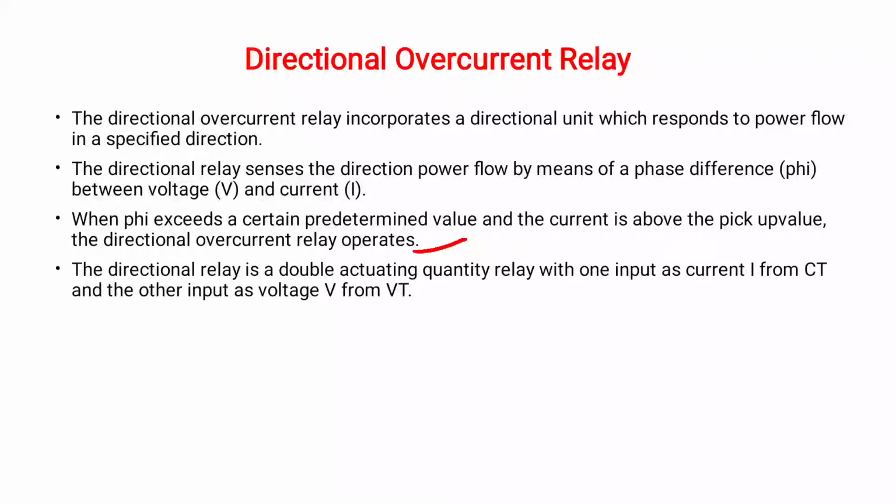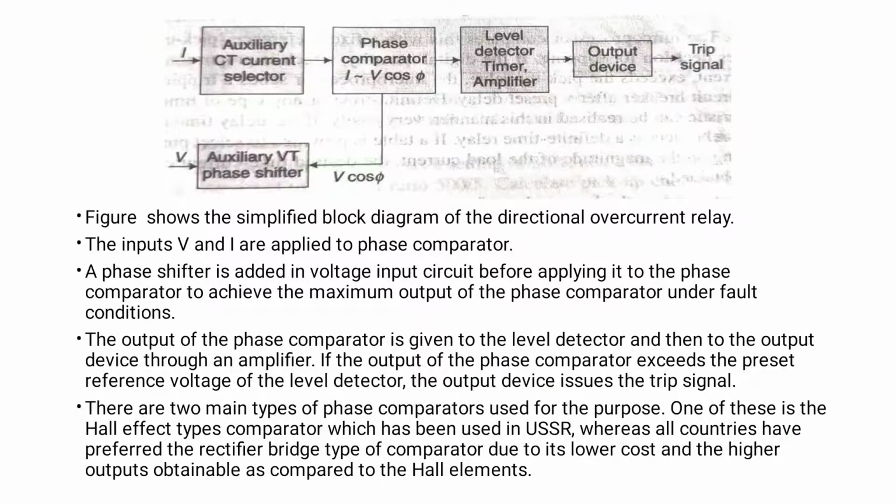The directional relay is a double actuating quantity relay with one input as a current from the CT, that is the current transformer, and the other input as a voltage V from the voltage transformer. Now we'll be looking at the block diagram. The figure shows the simplified block diagram of a directional overcurrent relay. Inputs V and I are applied to the phase comparator.